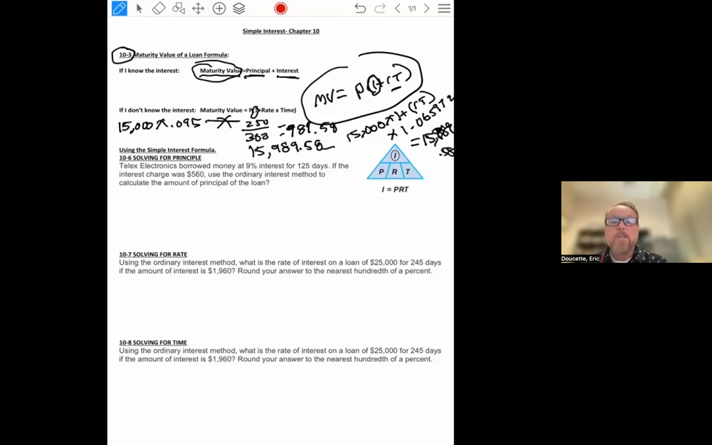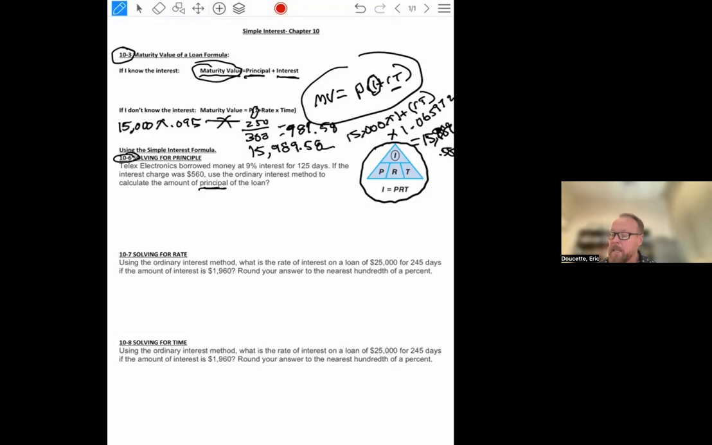All right, well, now we're introduced to what's called the simple interest formula, and it's very similar to what I shared with you last week. They use a triangle in your book, and as it says right below it, we figured out interest by multiplying the principal times the rate times the time, and that time could be years, months, or days. Now we're going to begin to solve for the other factors. For instance, this is section 10.6, using the simple interest formula, and we're going to try and find the principal.